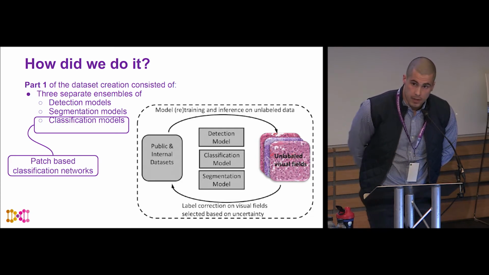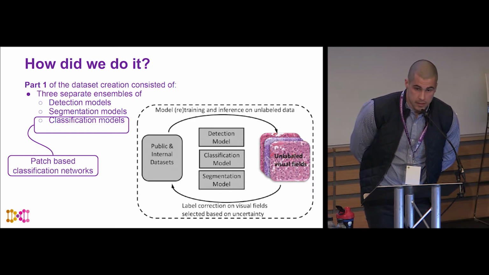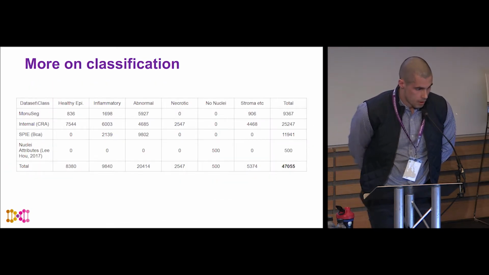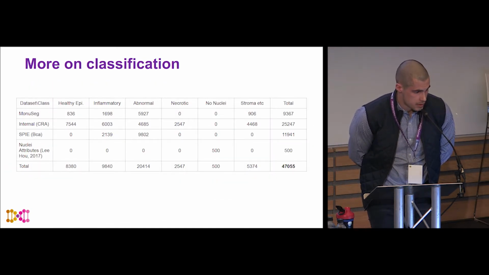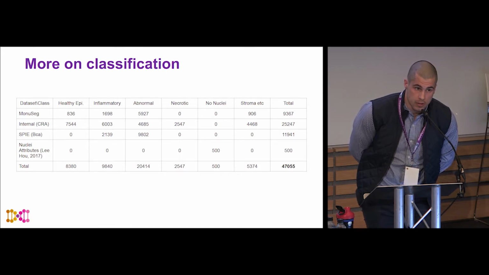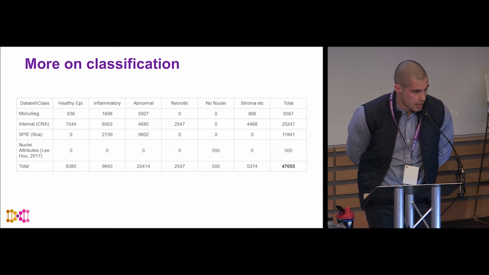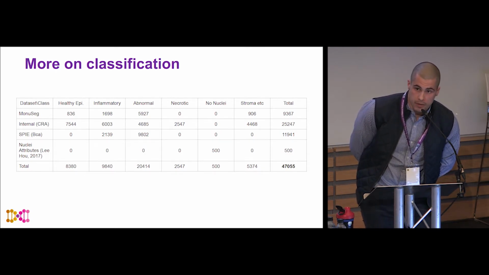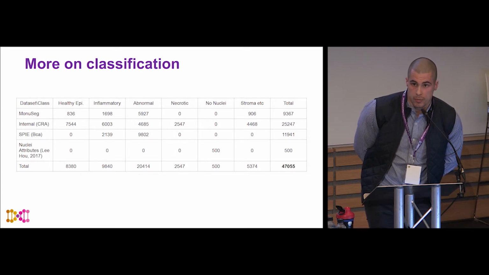And then we label the randomly sampled visual fields and then select those based on uncertainty to be labeled by our pathologists. For classification, these are the details of the data sets that we started with. So we labeled some of the visual fields from monosec. We've also had an internal colon data set, as well as the available breast data set from the recent challenge. And also we used nuclei attributes data set, where we've picked the category of no nuclei from there, which we found very useful to detect those false positives produced by detectors trained on cherry-picked samples.